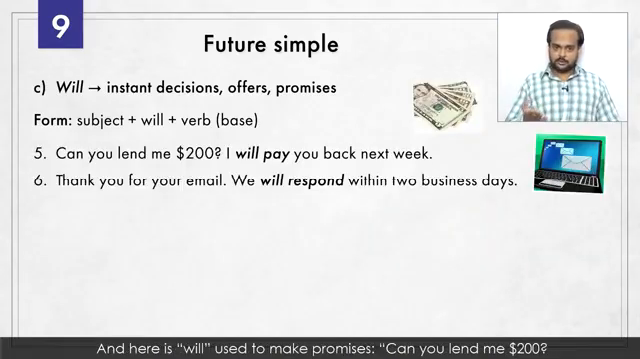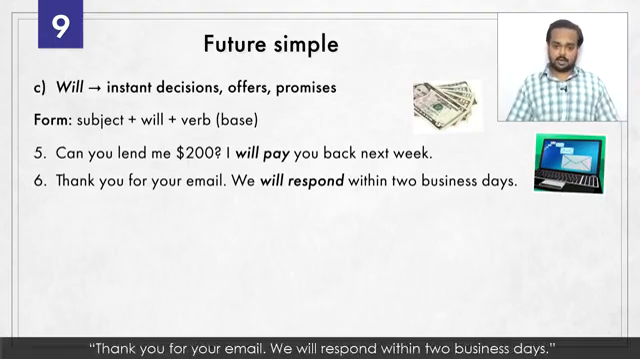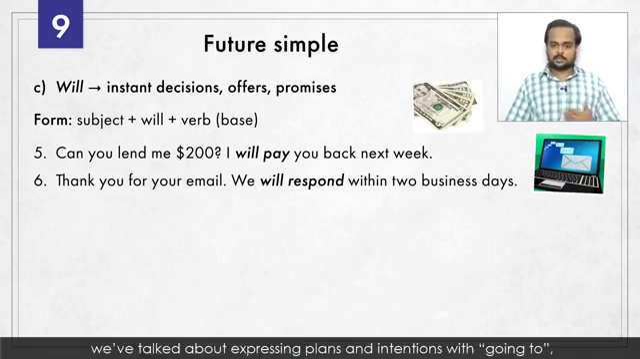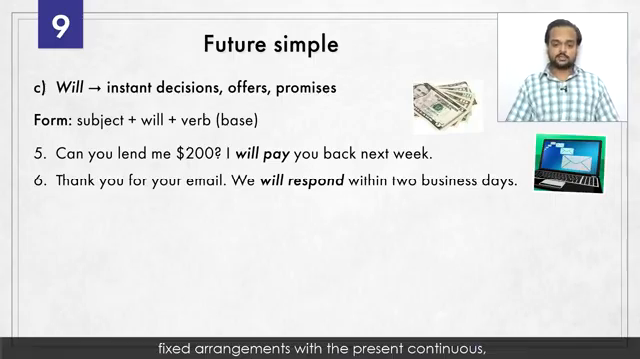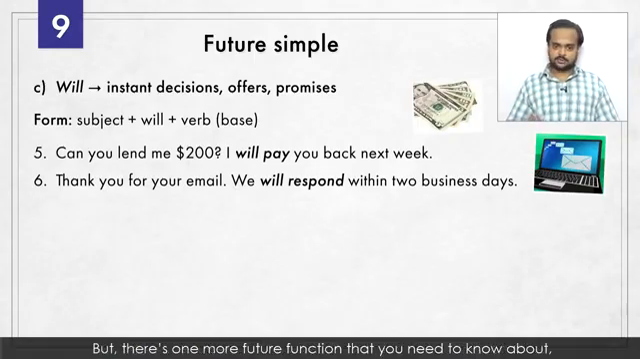And here is will used to make promises. "Can you lend me $200? I will pay you back next week." "Thank you for your email. We will respond within 2 business days." All right, so far, we've talked about expressing plans and intentions with going to, fixed arrangements with the present continuous, and the three uses of will: instant decisions, offers, and promises.